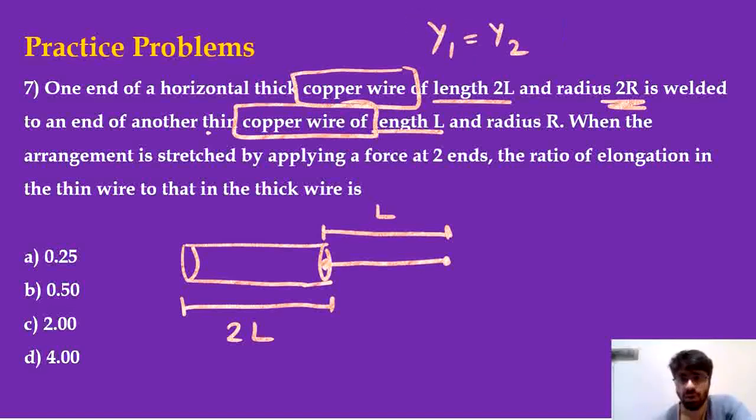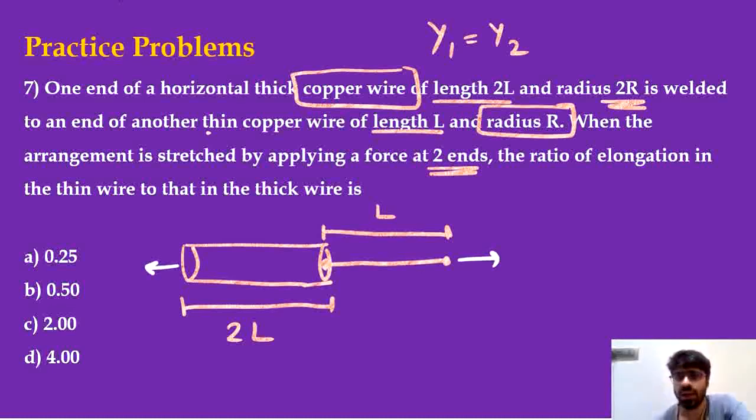Nobody is going to tell you all these things. These are some unspoken or unwritten things which you need to understand. The wires are of the same material, so their Young's modulus are going to be equal. The second wire has a length L and its radius also has been given to us as capital R. When the arrangement is stretched by applying a force at the two ends, so you are applying a force at this end of the wire and at this end of the wire, and you are stretching the two wires, the ratio of elongation in the thin wire to that in the thick wire will be what?